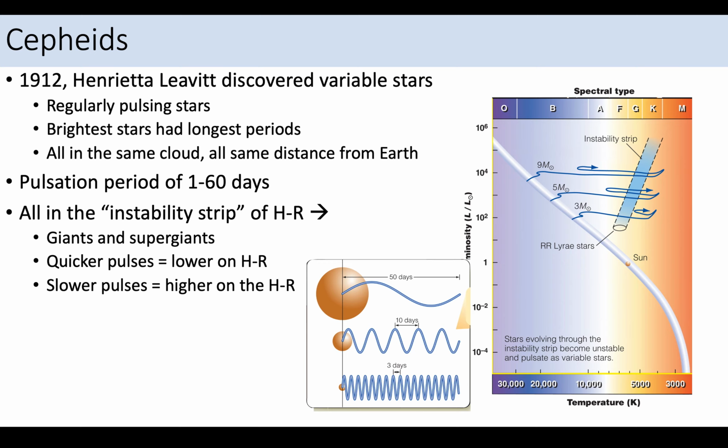So lower on the HR diagram, which means that the stars are smaller, are going to have quicker pulses, so faster pulses. Whereas the slower pulses, that pulse with a longer time period in between, are going to be higher on the HR diagram, or the larger stars. So you can see this here. A very large star might have a period of 50 days, where if you have a smaller star, still within that instability strip, so it's still a giant, just not quite a supergiant like this one, the pulse period might be only 3 days.